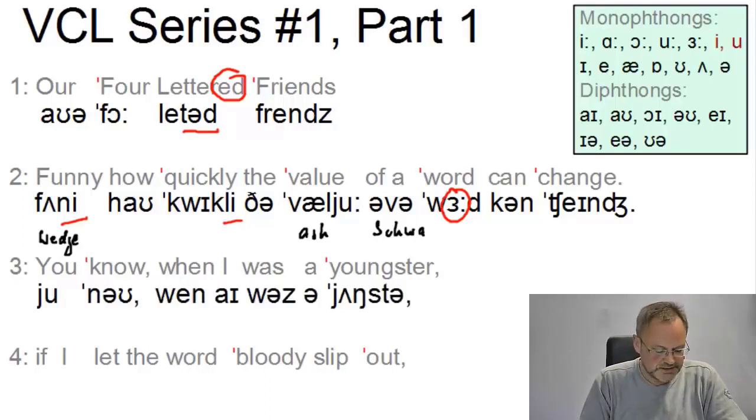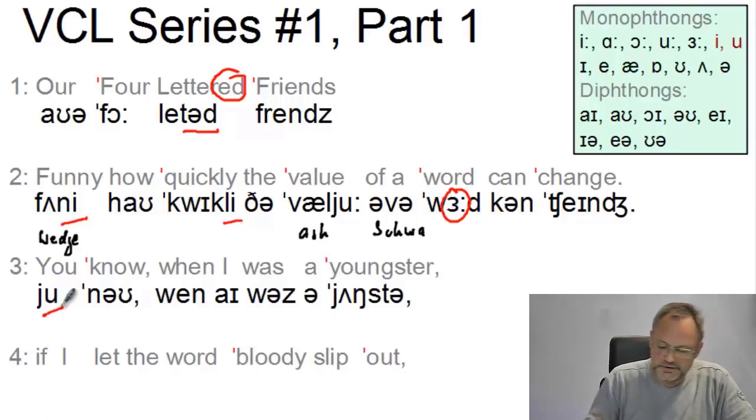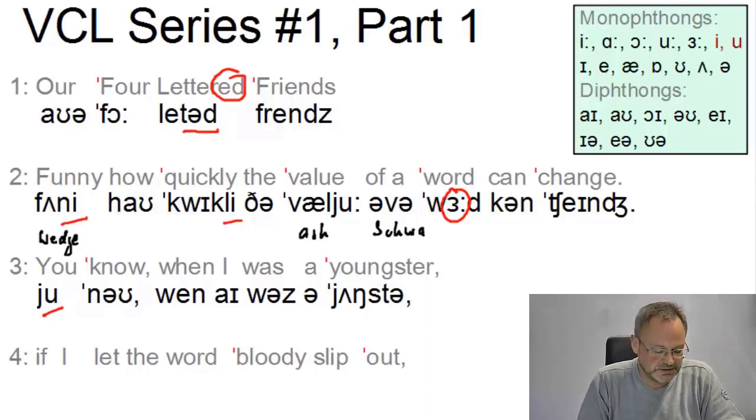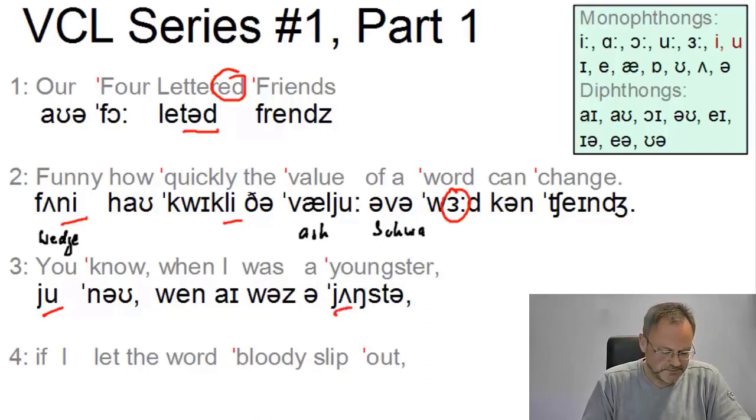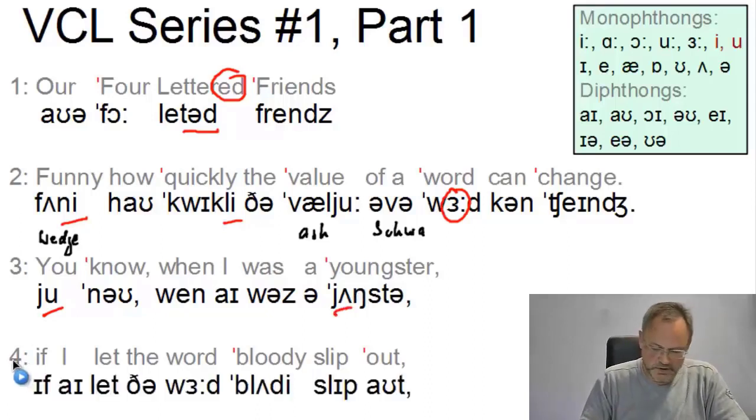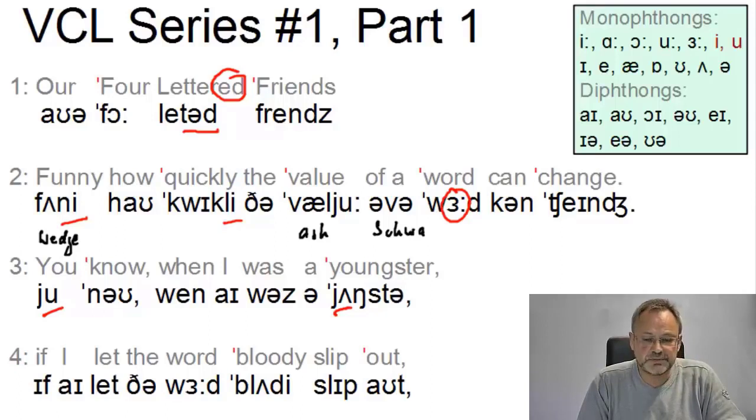You know, when I was a youngster, and again we have a weak vowel in U, but we will say something about weakening in a second. Another occurrence of the wedge in youngster can be found. And in line four, well, another occurrence of the item word, and we have diphthongs in out and I. And just look at the symbols in the list of vowels. Apart from that, I don't think there are enormous problems in this line.